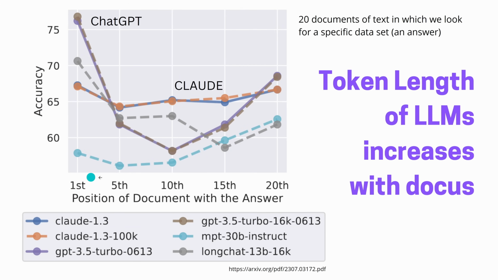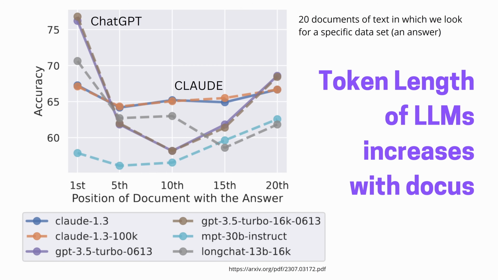So here on the x-axis, it's very easy. We have the position where the solution is presented: in document number 1, in document number 5, in document number 10, or in the very last document if I provide 20 documents for one single prompt.